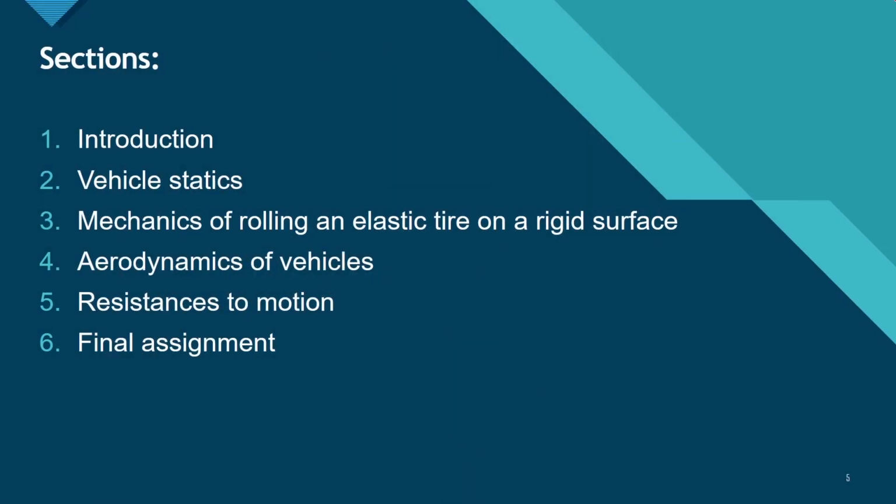The course is divided into sections. There's a total of 6 sections. So we have the introduction section, the section on vehicle statics, the section on mechanics of rolling an elastic tire on a rigid surface, and we have aerodynamics of vehicles, we have resistances to motion, and you have the section that's called final assignment. We'll get to it.